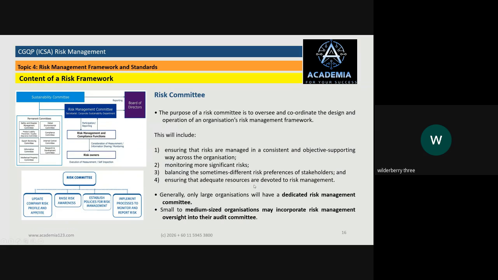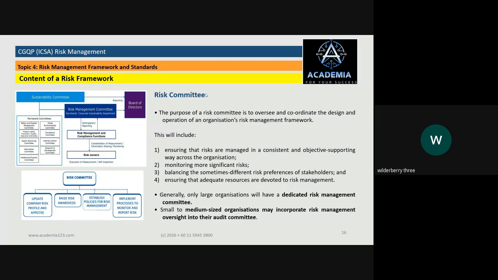Okay, risk committee. That's part of the game. Usually bigger companies for sure have a risk committee installed, and according to Bursa Malaysia listing requirements, I guess there is even the requirement that you have to install a risk committee in your organization. Yes. So what is the purpose? The purpose of the risk committee is, of course, to oversee and coordinate the risk management framework itself on a high level.